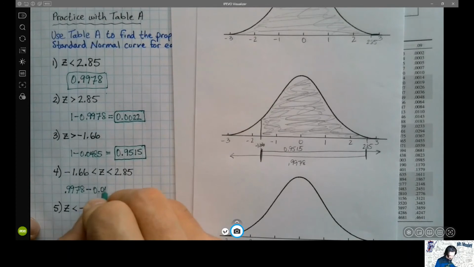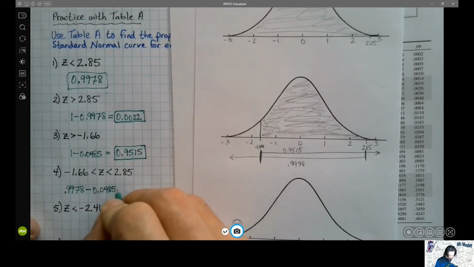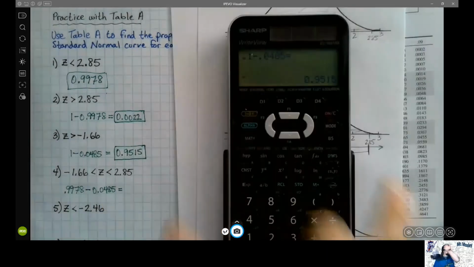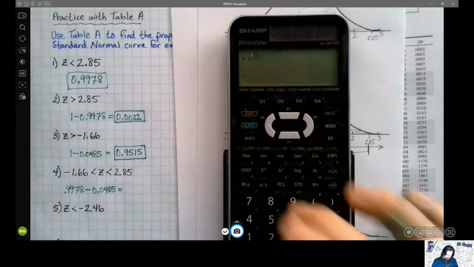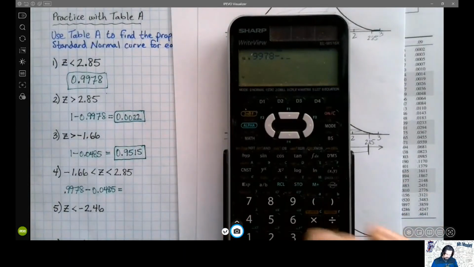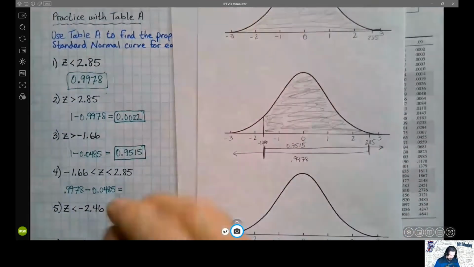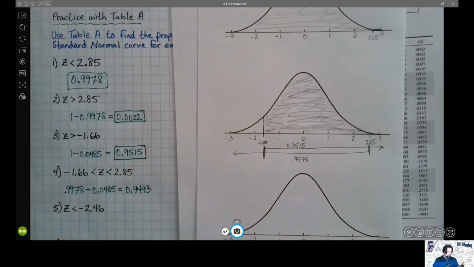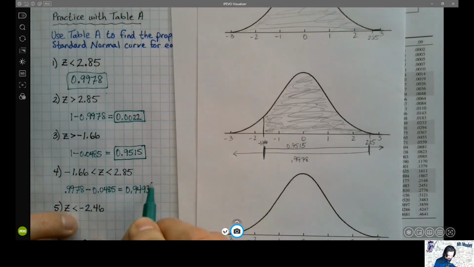You get 0.0485. And once again, I trust my calculator. We're going to get 0.9978 minus 0.0485. So we get 0.9493. So the proportion of observations between these two z-scores, a z-score of negative 1.66 and 2.85, is 0.9493.